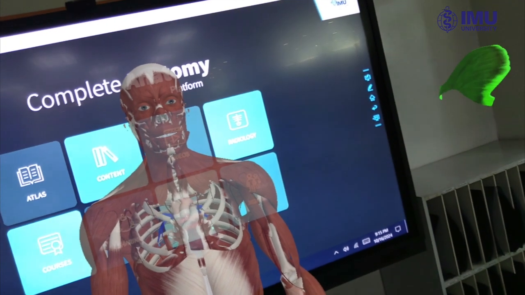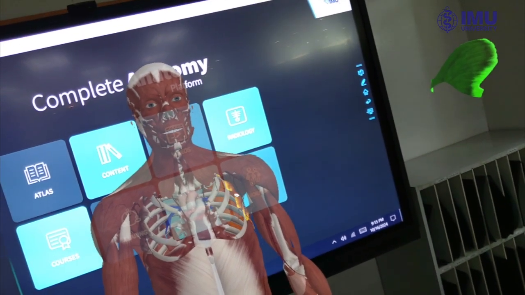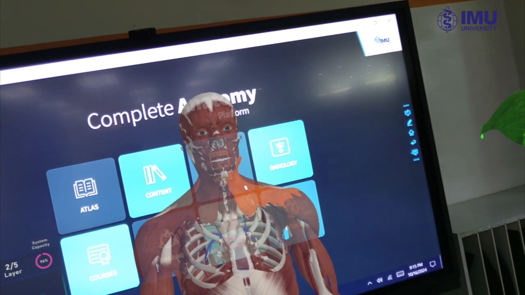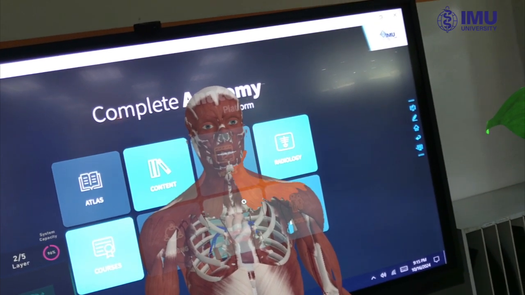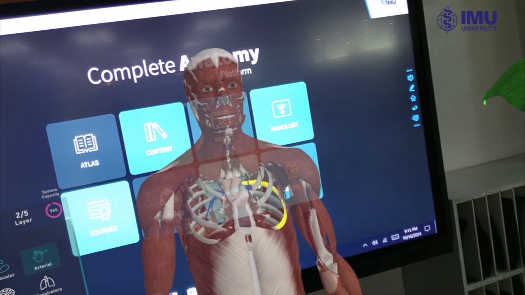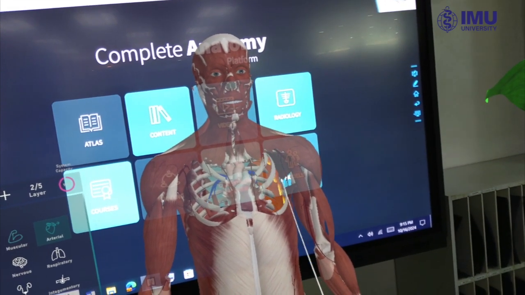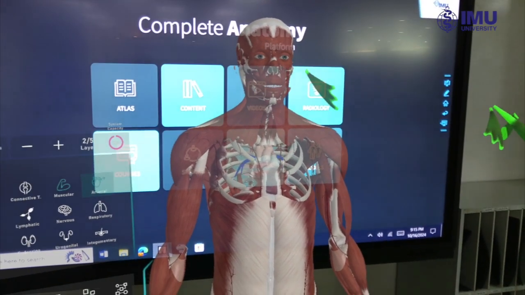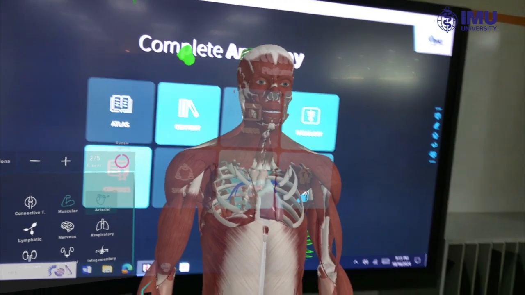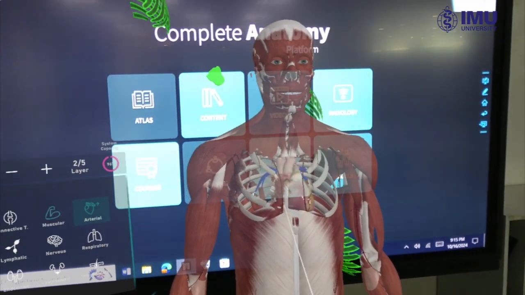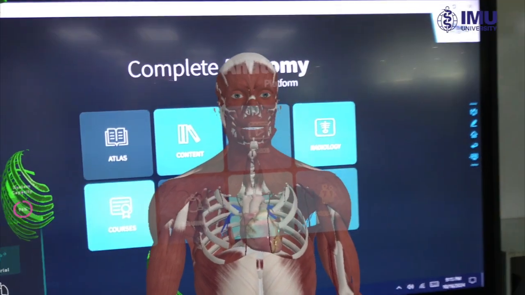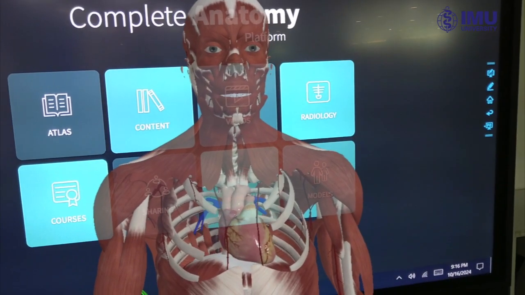You can also see the serratus anterior muscle here. The sternocleidomastoid muscle is seen here. Transversus thoracis of the left side, transversus thoracis of the right side, and now we can see the heart clearly.